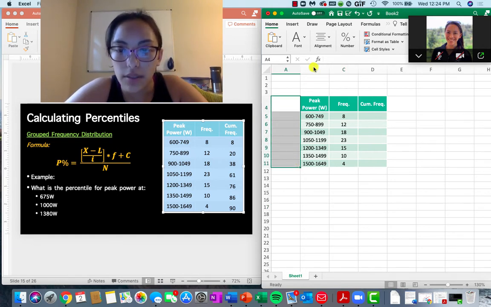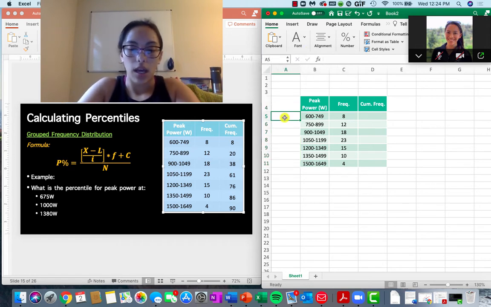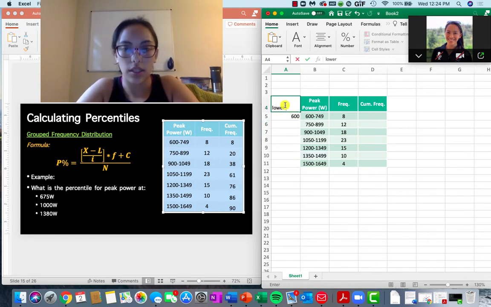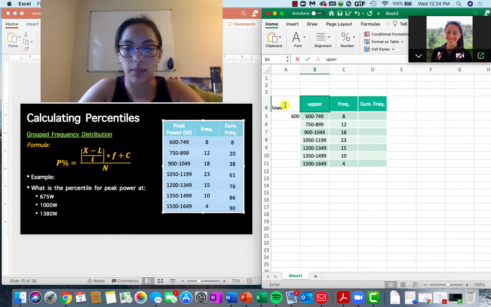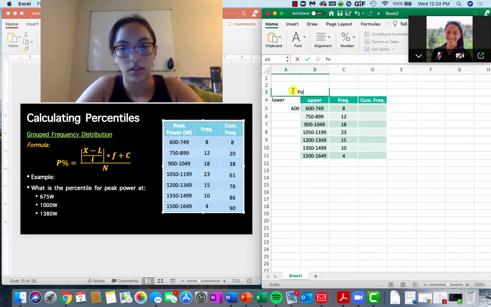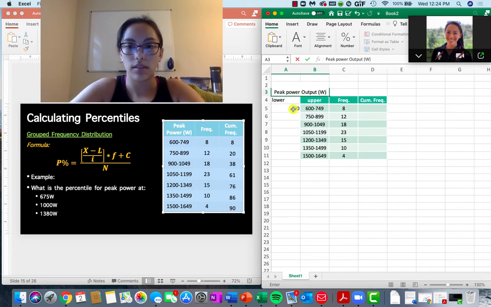But basically what I'm going to do is instead of having my groups combined here, I think I need to reformat. Oh, no, it's set for 12. Okay. What I'm going to do is just set this side as my lower bound and this side as my upper bound area of my peak power output values.